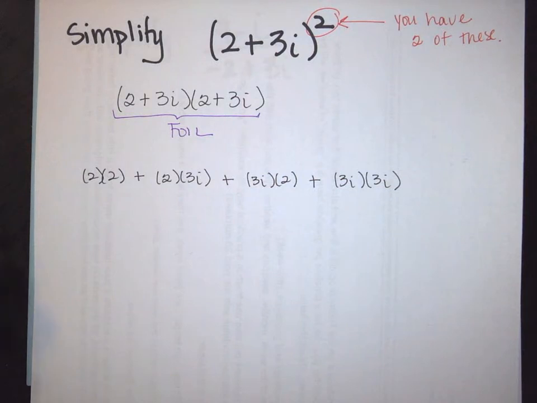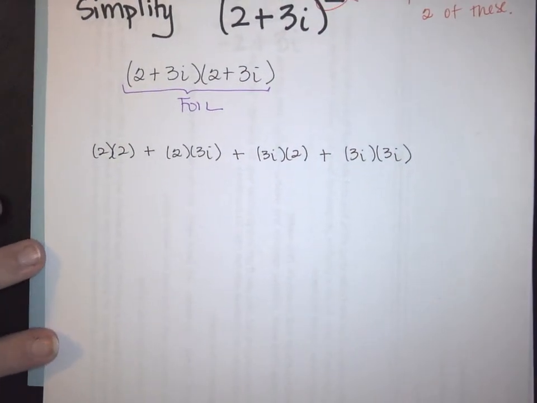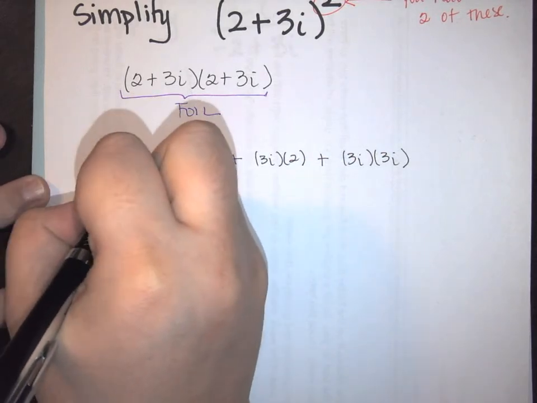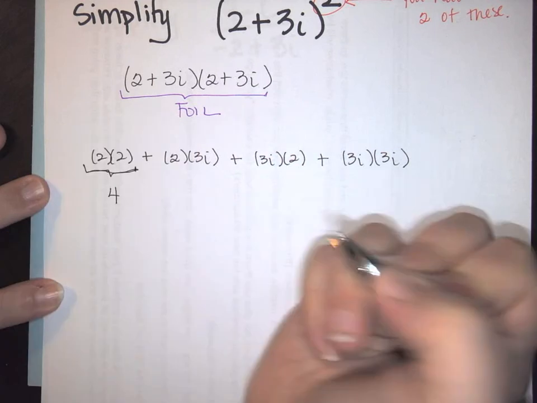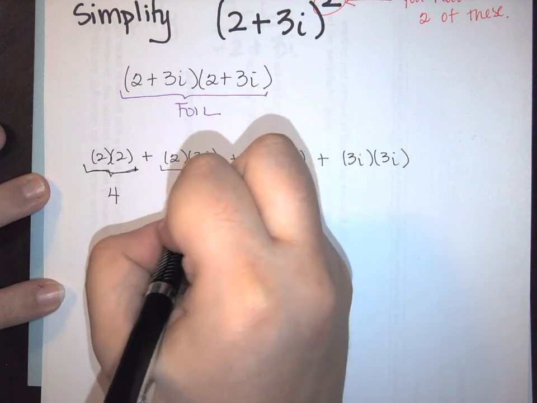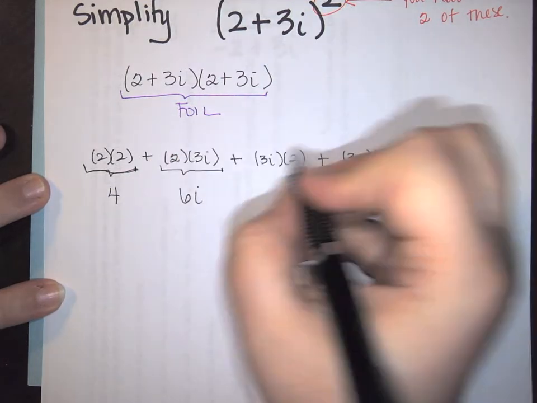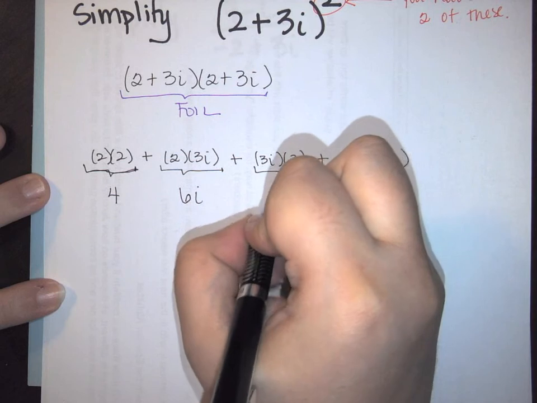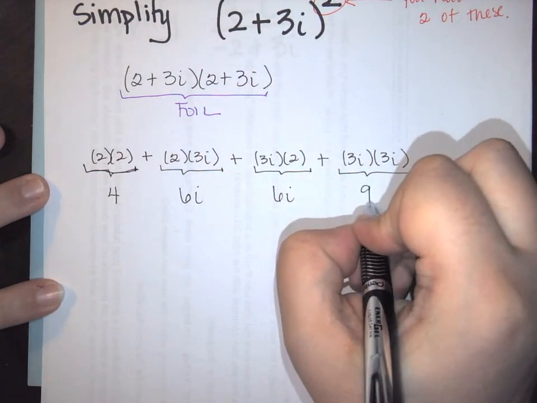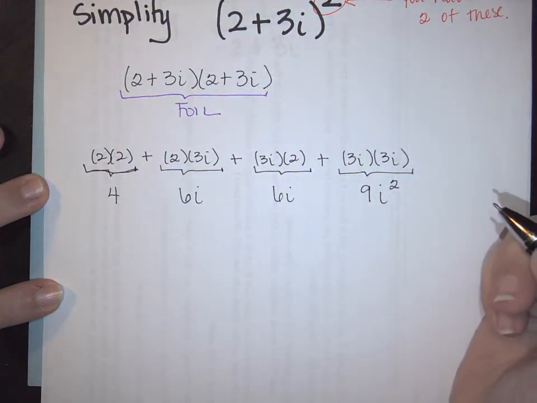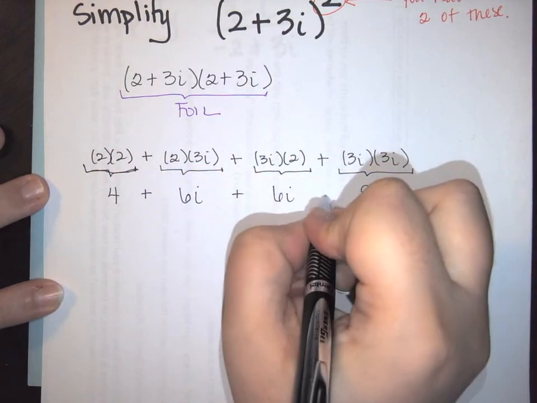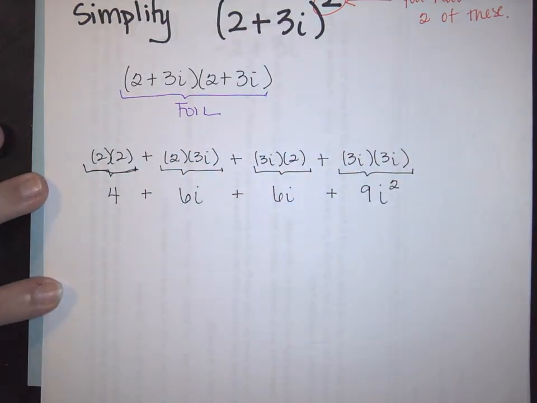We have to go in and reduce and combine each individual piece. So this first part here is going to become 4. This next part here is going to become 6i. This next part is again 6i. And this last part is going to be 9i squared. Now notice all of these are going to be positive, so I'm going to go ahead and input my addition signs here. And now we need to combine some more.